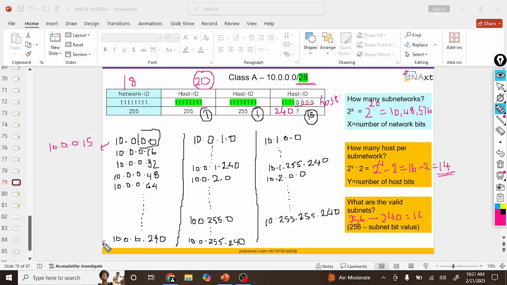Okay, what will be the broadcast ID of this? 10.0.0.255. What will be the broadcast ID of this? 10.0.1.15. Okay, and the broadcast ID of the last subnetwork will be 10.255.255.255. Okay, so this is all about slash 28.